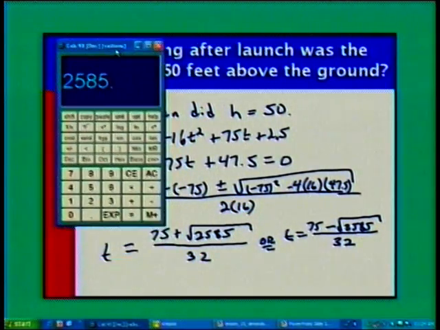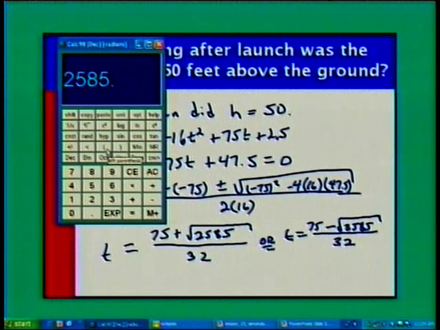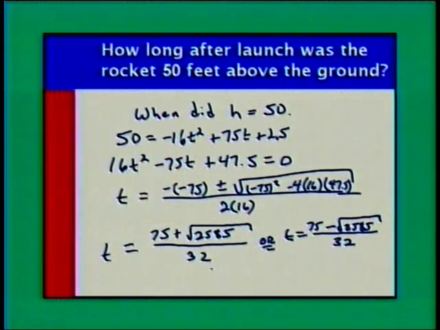So, looking at the first solution, in the numerator, I have 75 plus 2585, take the square root, in the numerator, divide by 32. That equals about 3.93.